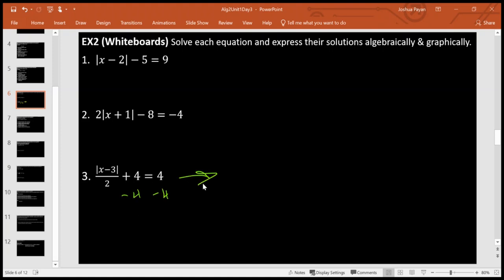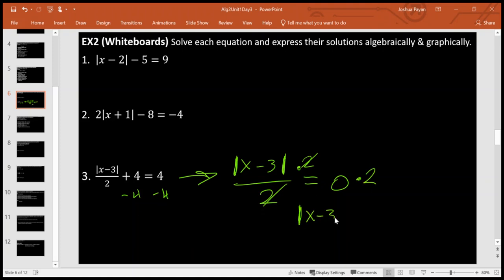Okay, so now we're here. The absolute value of x minus 3, all divided by 2, is equal to 0. And then we see we can just multiply by 2 on both sides. And here we are. The absolute value of x minus 3 equals 0. So this is where we split off into our OR statement, and come up here because I ran out of room. So I'm going to say positive x minus 3 equals 0, or negative x minus 3 equals 0.